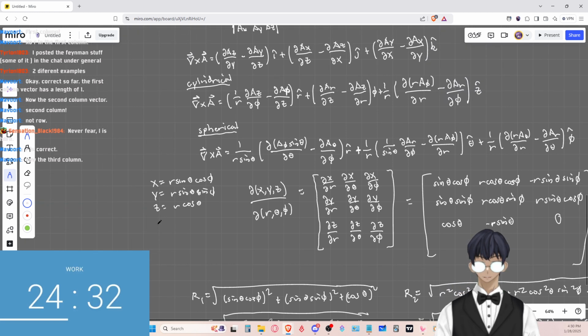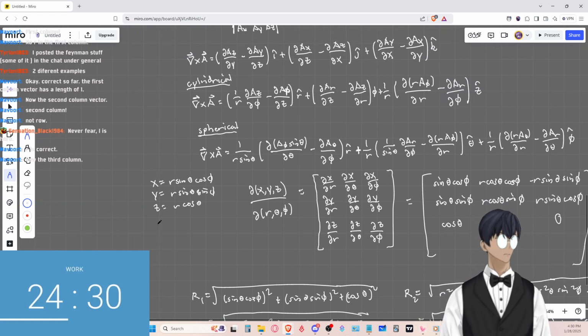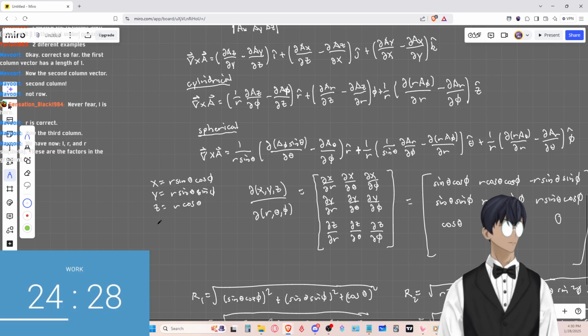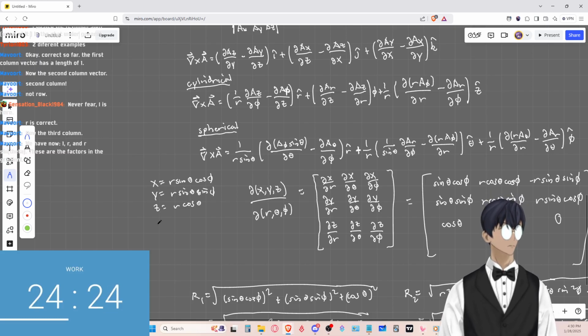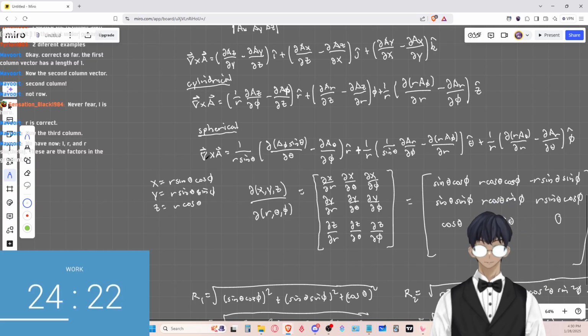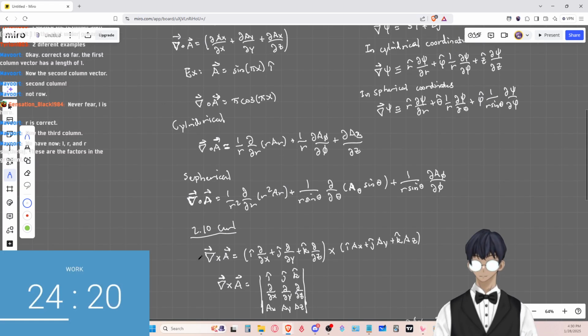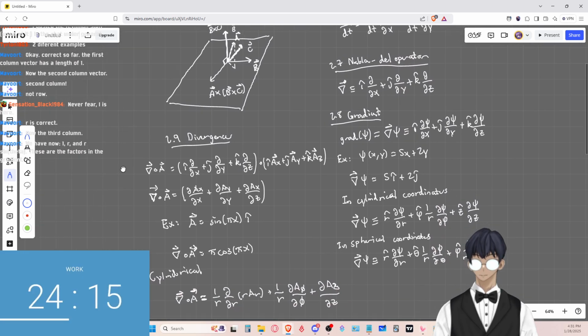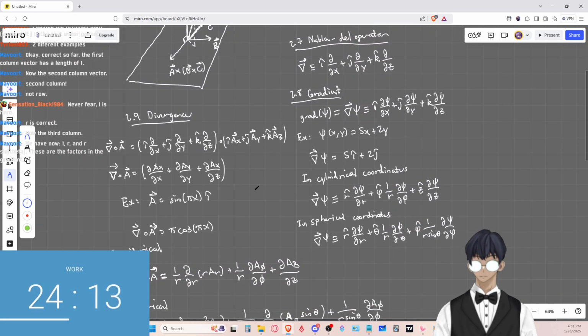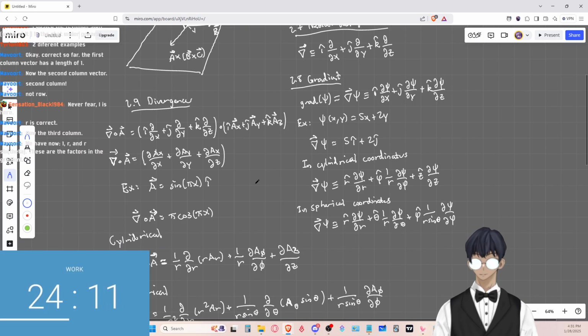Let me take a look here. We now have one R, and these are factors in the gradient. So I'm going to look back at the gradient that I wrote. Where is it? This is divergence. Here it is. So this is R, this is cylindrical. This is spherical. Okay, so that's where that comes from.